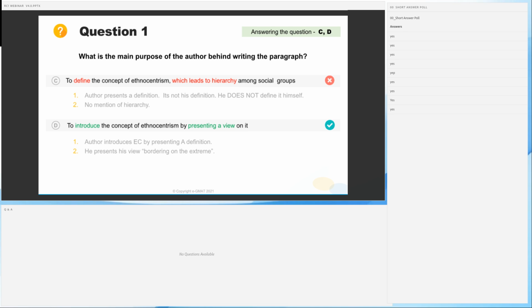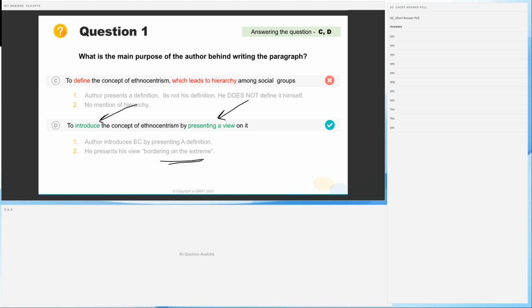Okay. Choice D, which is our correct answer, but only half the group got it right. To introduce the concept of EC, yes. Prior to reading this passage, you didn't know what EC was. You definitely know some aspect of EC now. How? By presenting a view on it. So the author does present a definition, and it does introduce the concept. And he says, hey, this is an extreme view of what EC is. So he does present his view on that definition and on EC. So yes, this is correct overall.